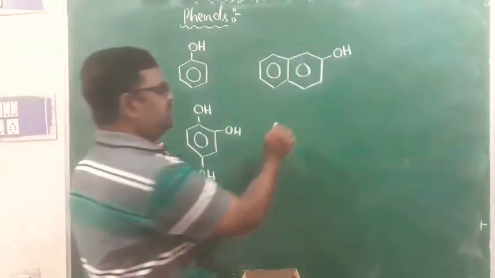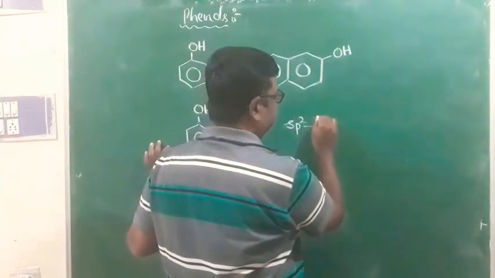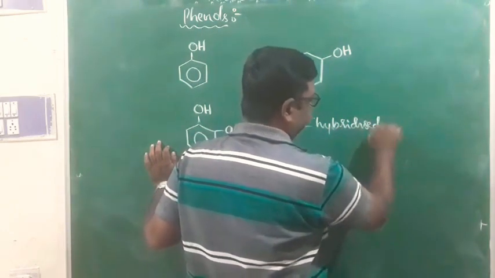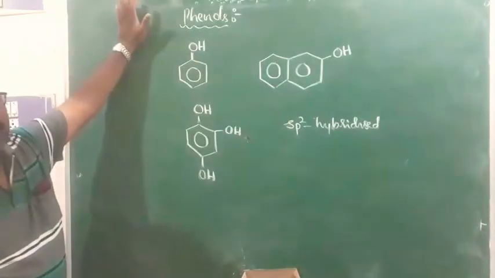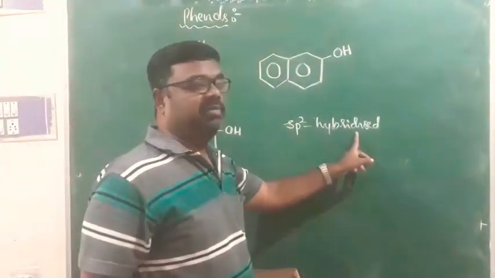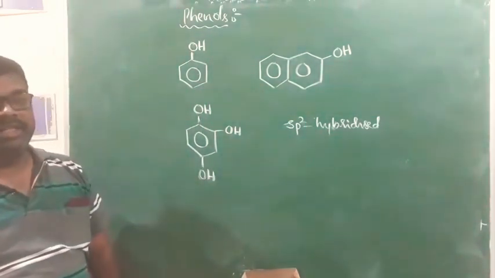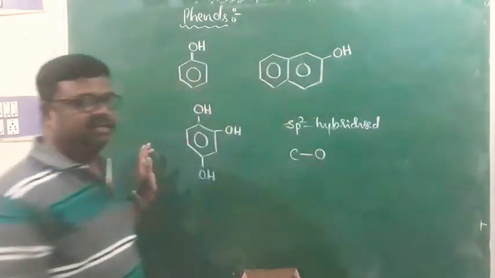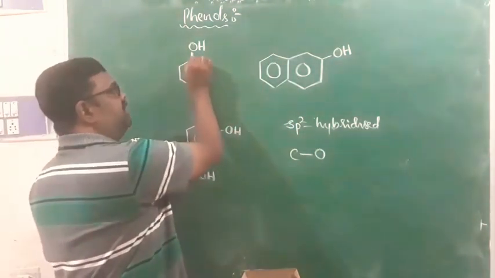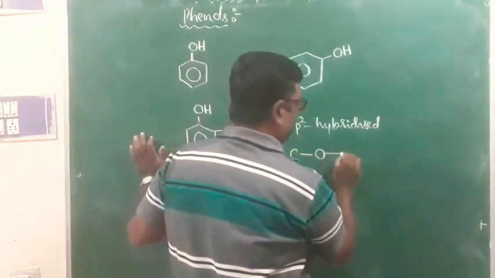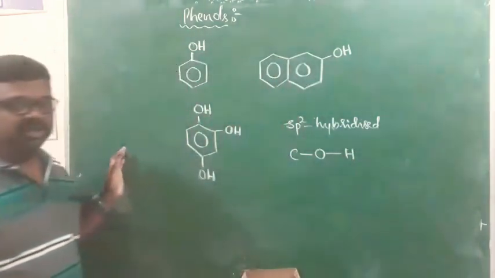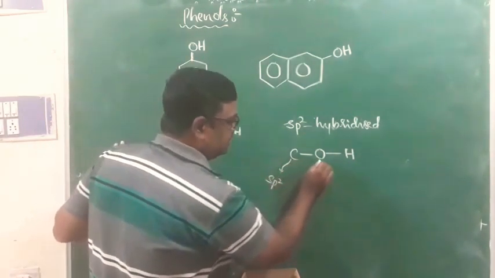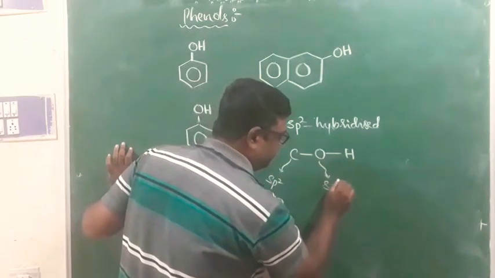That is, to the sp2 hybridized carbon atoms of the benzene ring, because in benzene all carbon atoms are sp2 hybridized. As far as the C-O bond in phenol is concerned, this is carbon and this is oxygen, this is the C-O bond, and of course we have the O-H bond, as in alcohols. In phenols, this carbon atom is sp2 hybridized and this oxygen is sp3 hybridized.